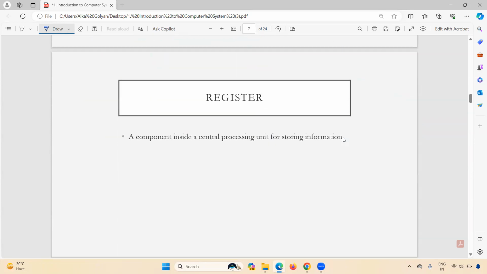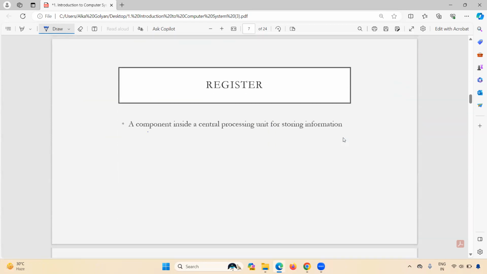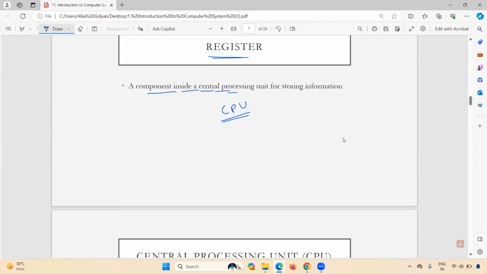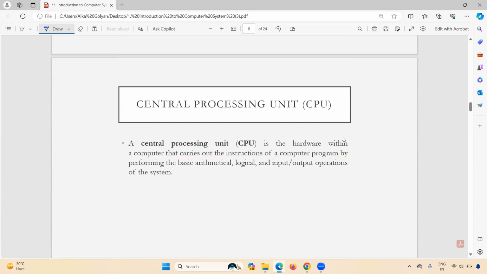And the next is the register. A register is a main component inside the CPU. The main work of a register is to store information only. So this is all about the register.